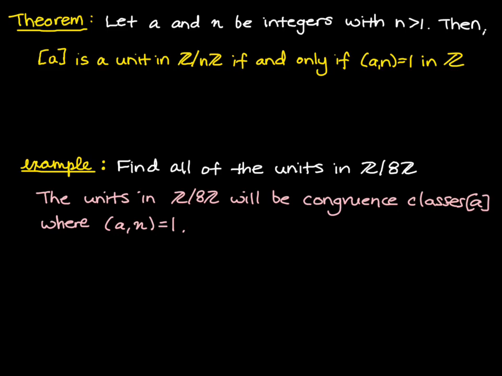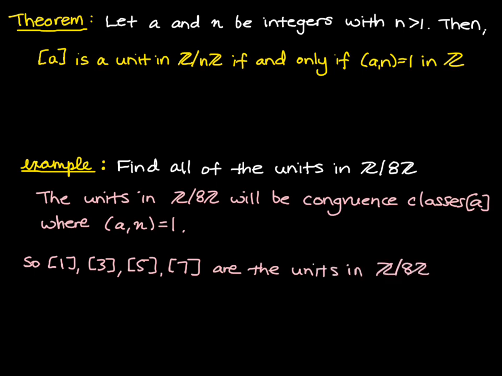Okay, so what we're looking for basically are the set of all elements less than or equal to 8 that are relatively prime to 8. So that's going to be the following. Let's see. 0 doesn't work. 1 works. 2 doesn't work. 2 is not relatively prime to 8, but 3 works. 5 works. 6 does not. They share a factor of 2, but 7 works. So these are the units in Z mod 8Z.